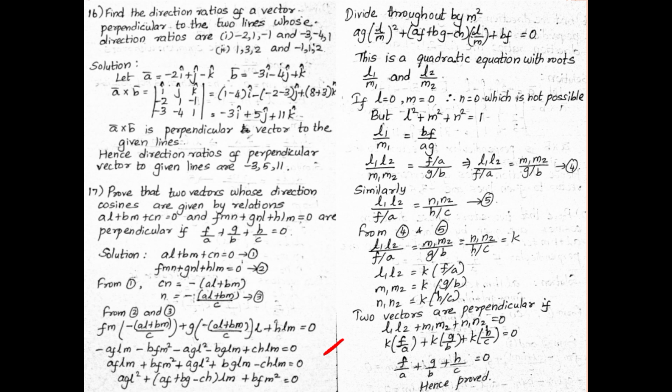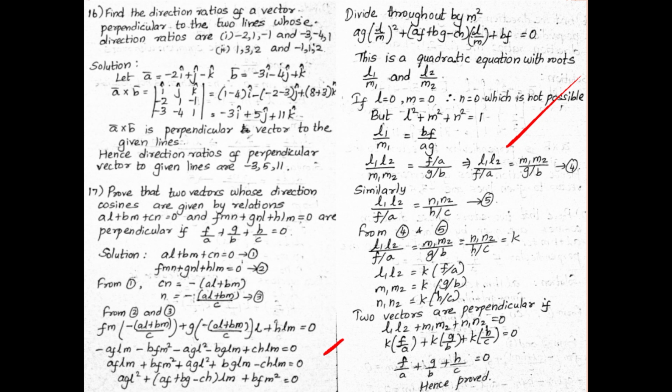Dividing throughout by m square, we get AG (L upon m) the whole square plus (AF plus BG minus CF) into (L upon m) plus BF is equal to 0. This is a quadratic equation with roots L1 M1 and L2 M2. If L is equal to 0, M is equal to 0, therefore N is equal to 0, which is not possible. But L square plus M square plus N square is equal to 1.